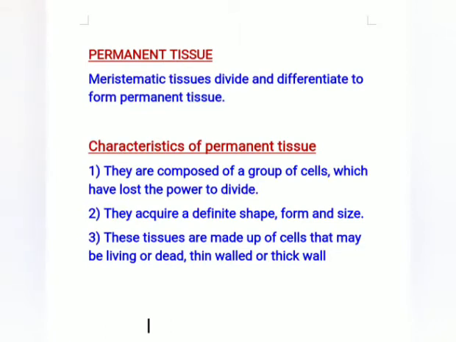Permanent tissues develop from the new cells formed by the division of meristematic tissues. The cells of permanent tissues are much larger and do not divide further. Hence, they are called permanent tissue. They are composed of a group of cells which have lost the power to divide. The cells of permanent tissue are thin or thick walled with very little or no cytoplasm. These tissues are made up of cells that may be living or dead.